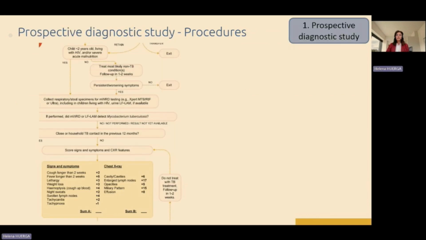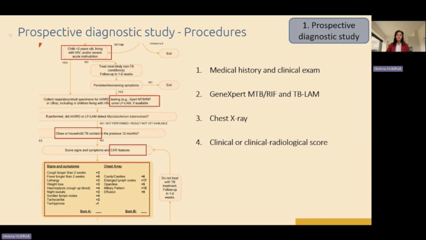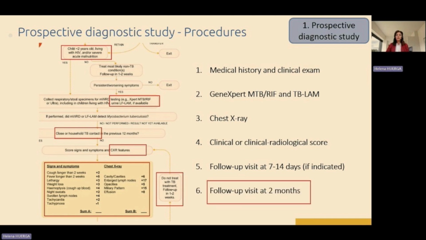Let's start with the prospective diagnostic study. The procedures of this study follow the algorithm that I have just presented. So first, a medical history and a clinical exam, then a GeneXpert and a TB-LAM when these tools are available, a chest X-ray if available, and then the score based on clinical or clinical and radiological signs. Then, if indicated, there is a follow-up visit at 7 to 14 days. And as part of the study, for all children, we had a follow-up visit at 2 months systematically.